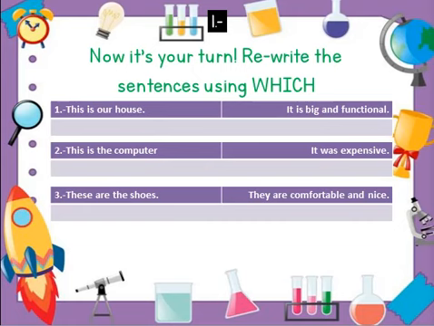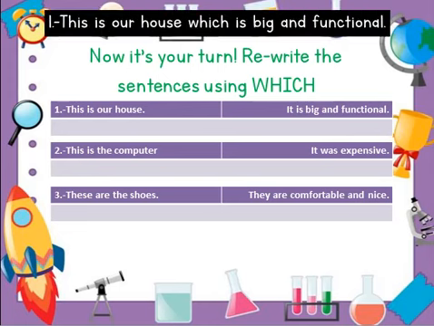Very good. So let's see. For the number 1, this is our house. It is big and functional. The answer will be: This is our house, which is big and functional. Remember, we eliminate it because in the sentence we have the word house.